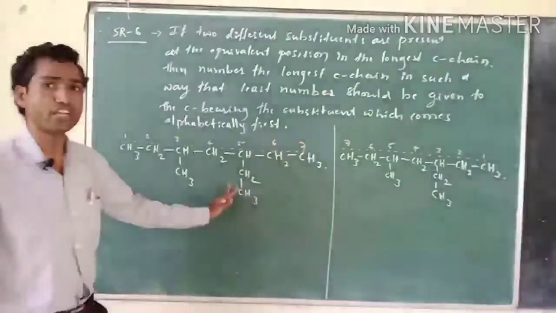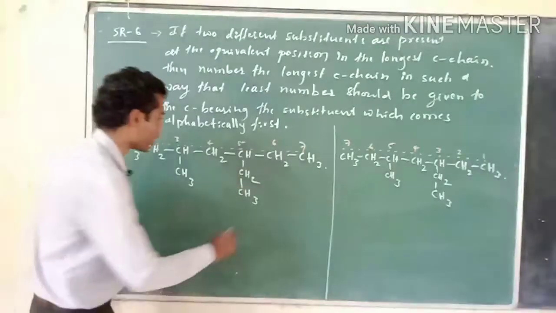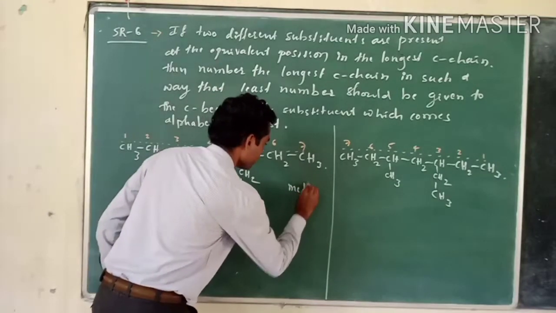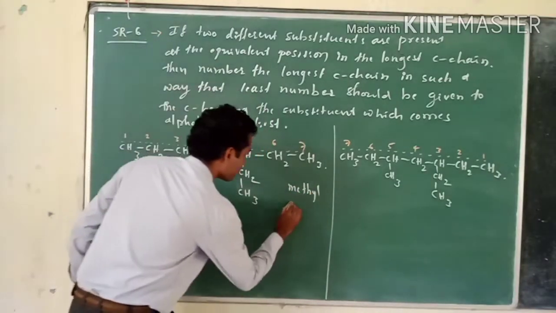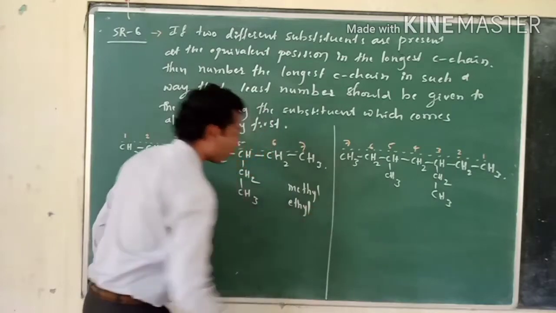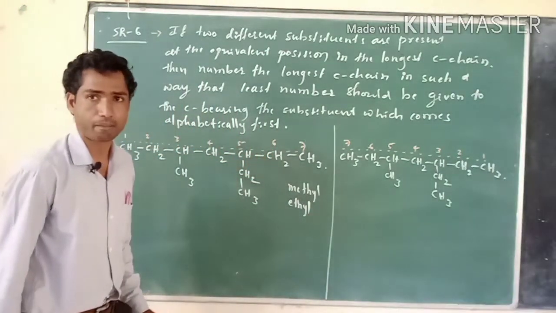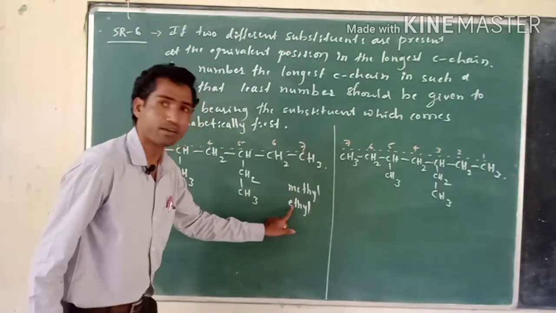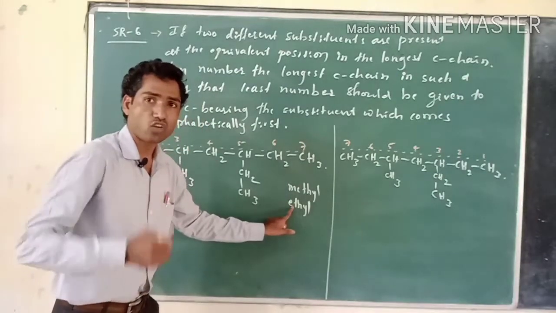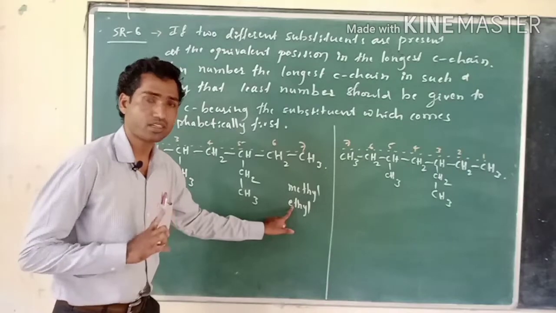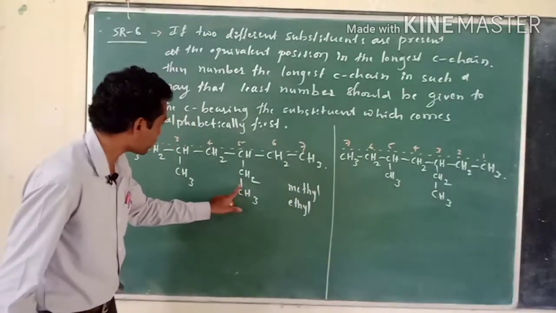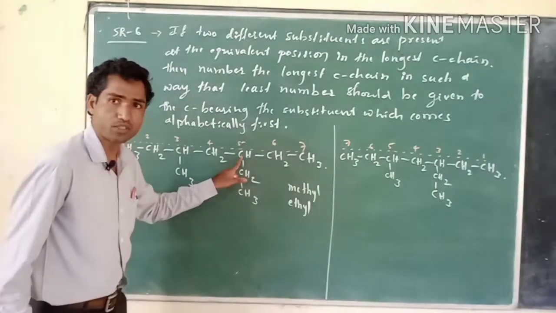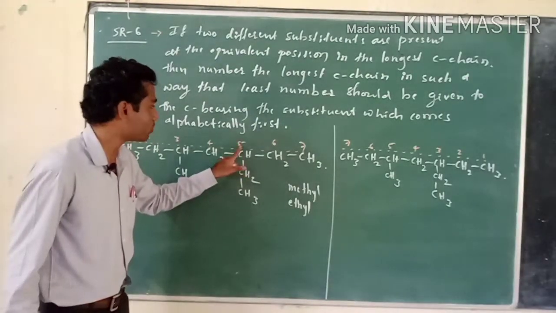Then what are the substituents? The substituent in this case, methyl is one substituent, another one is ethyl. Out of these two, which comes alphabetically first? E comes alphabetically first. So the ethyl bearing carbon in the longest carbon chain must get the least number. So the ethyl bearing carbon of the longest carbon chain must have the least number.